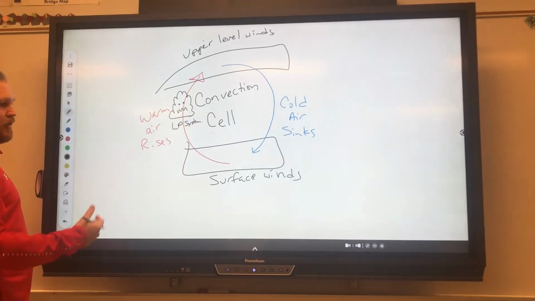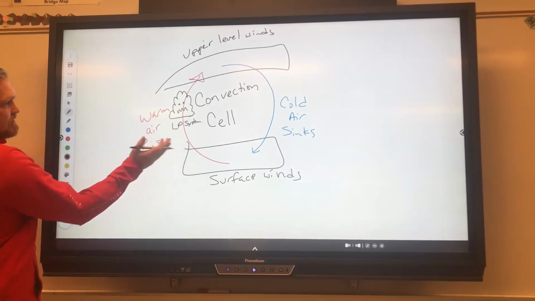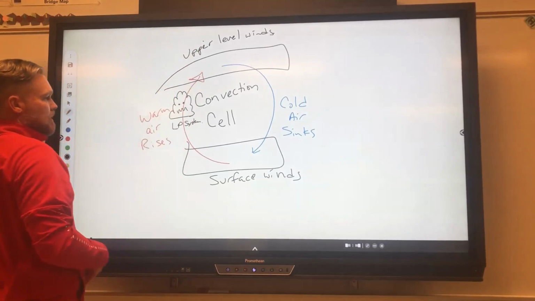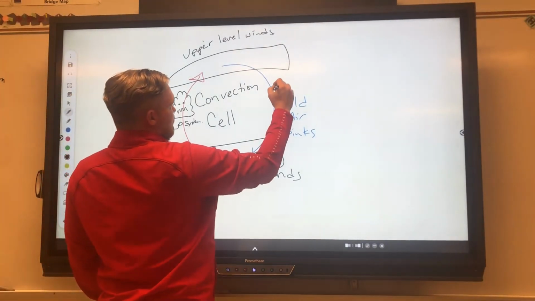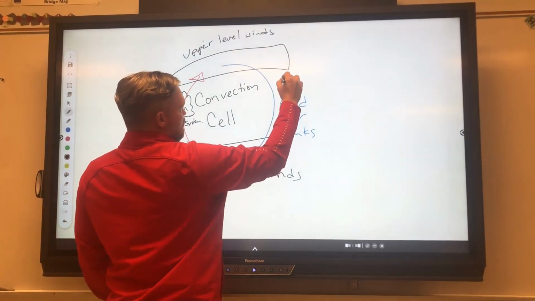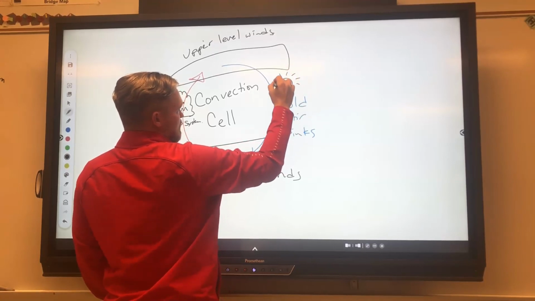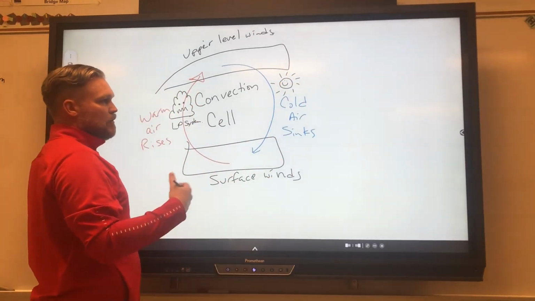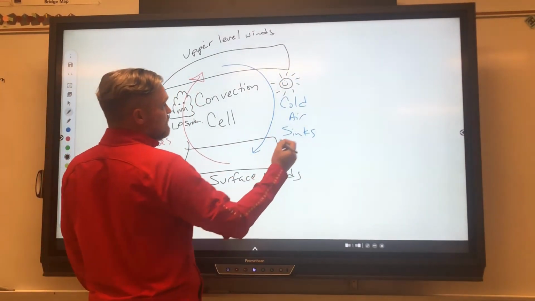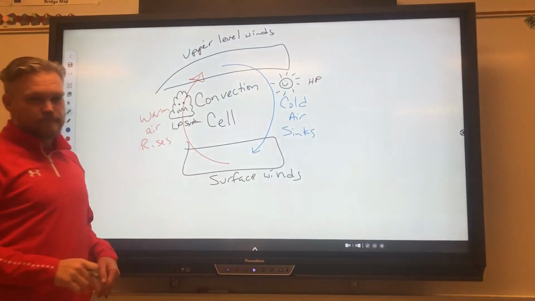Now, what is it creating? It's actually creating a low pressure at the surface, and a higher pressure at altitude. And then over here, this sinking air would cause those clouds to go away. The sun would be shining brightly, and it would be really hard to produce clouds, and that is going to be called a high pressure system.